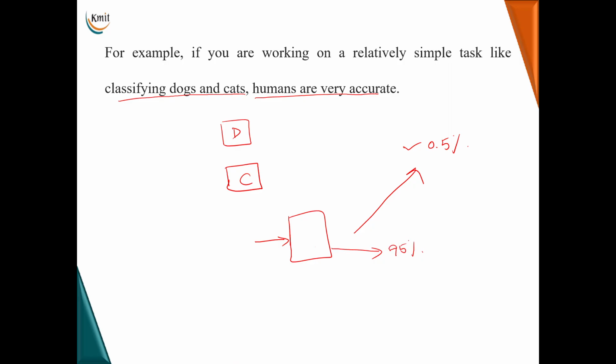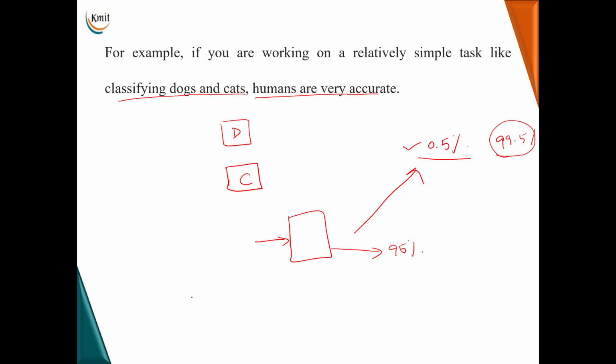Then I can say that this model I have designed does not have satisfying performance, because I am comparing its accuracy with this 0.5% error, that is, 99.5% human accuracy. Taking this accuracy as my starting point or bottleneck, I will compare the accuracy of the model I have designed.